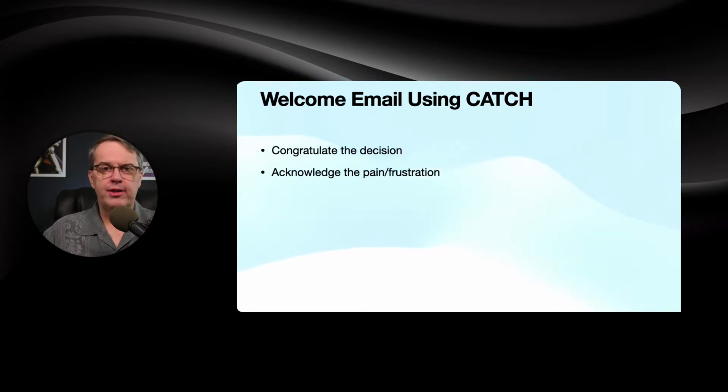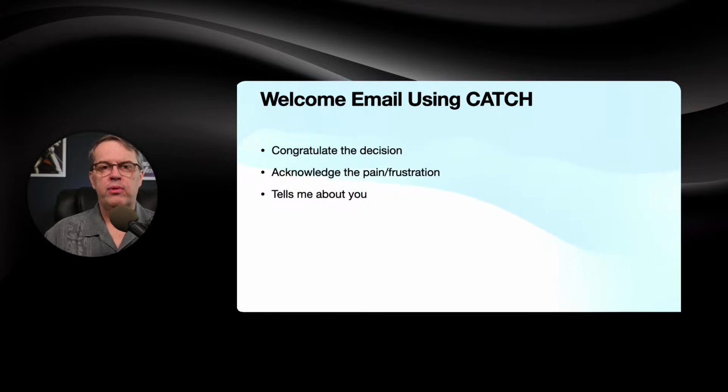And even if the problem is just that they want some funny things, they want to be entertained, well, that's a problem source as well. So think about acknowledging whatever their reason was for getting this. So congratulate them first for taking action, acknowledge the problem or the reason why they took action. Then you come up to this next phase.